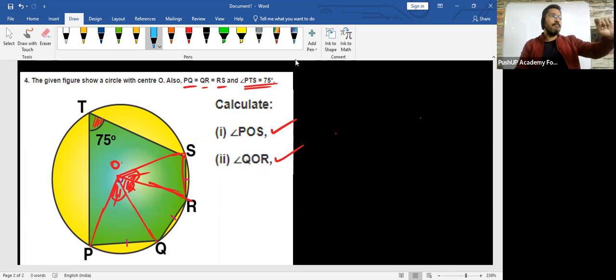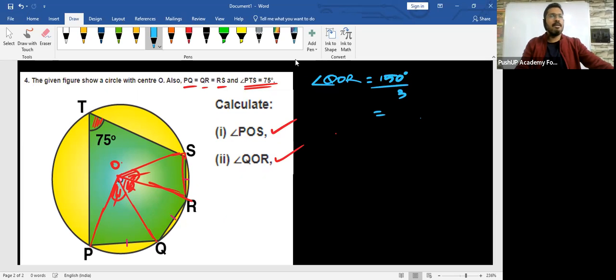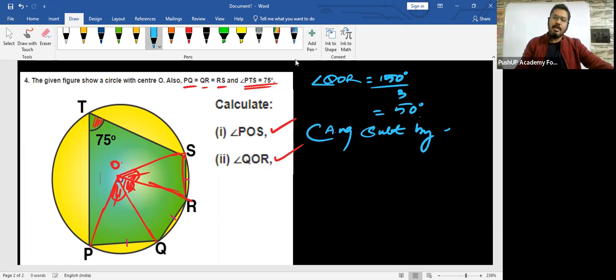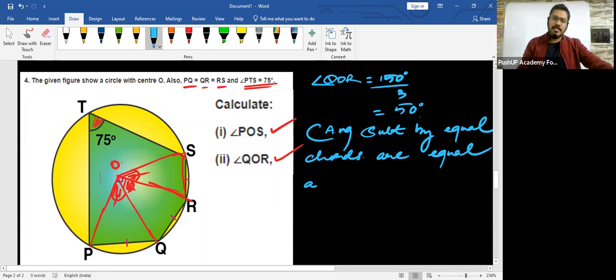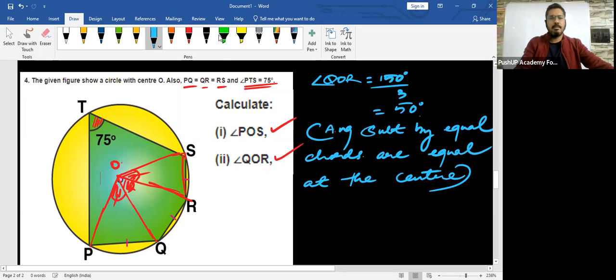So, children, the second part, how will you write the answer? Very simple. Angle QOR is equal to the whole of 150 degrees divided by 3, which is equal to 50 degrees. And the reason you will mention here: angle subtended by equal chords are equal at the center. Did you follow everything? Yes, sir. Okay, and many of them have got it. Ron, Amal, Maria. Maria, is it 150, no?